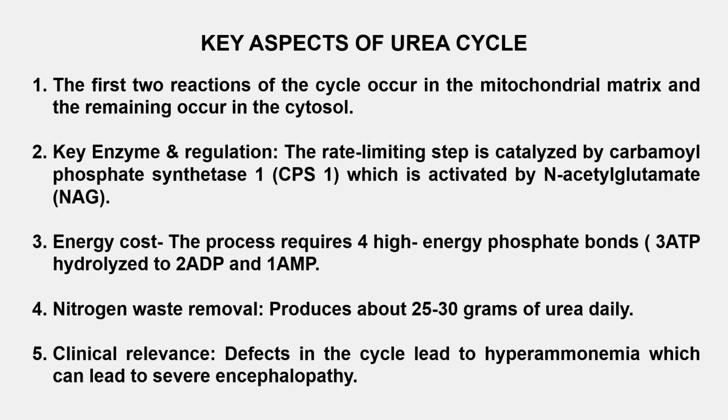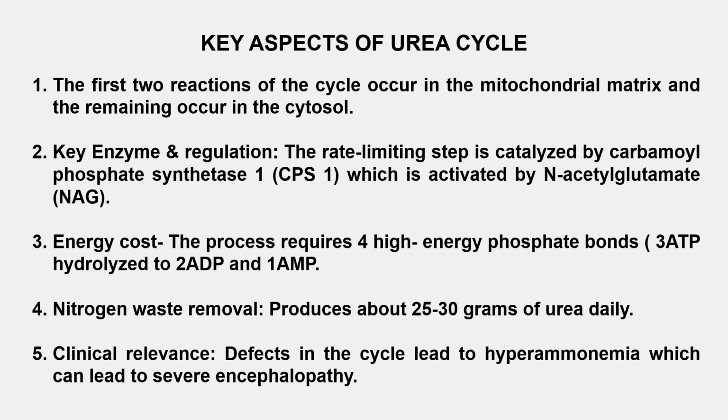Now if we see the key aspects of the urea cycle, as I said, the first two reactions of the cycle occur in the mitochondrial matrix of the hepatocytes, and the remaining three steps occur in the cytosol. The key enzyme and the regulatory step, or the rate limiting step, is the reaction catalyzed by carbamoyl phosphate synthetase 1, in short CPS1, where ammonia, when it combines with carbon dioxide, generates carbamoyl phosphate, right? And this is the enzyme.